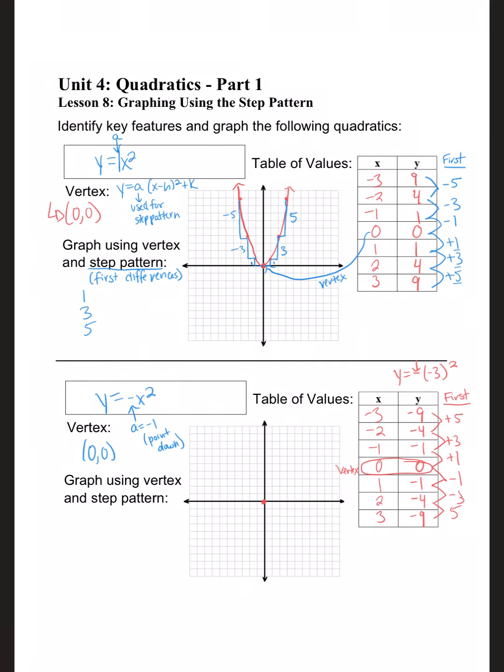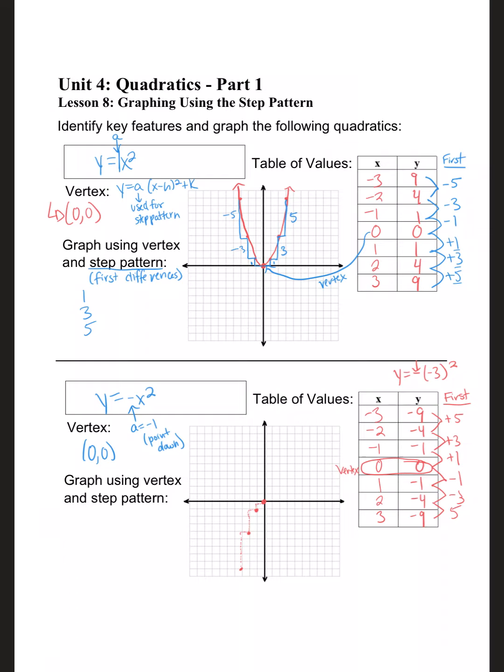So we could plot our points there, or from our vertex, we can just go, we're going to go up in one direction, and we're going to go down in the other direction. So at negative 3, we're going to be at negative 9. And then our step pattern says from there, we're going to go up 5, 1, 2, 3, 4, 5. And over 1, we plot that point, which is going to be at negative 2, negative 4. Then we go up 3, over 1, and we plot another point, and then finally up 1, over 1 to our vertex.